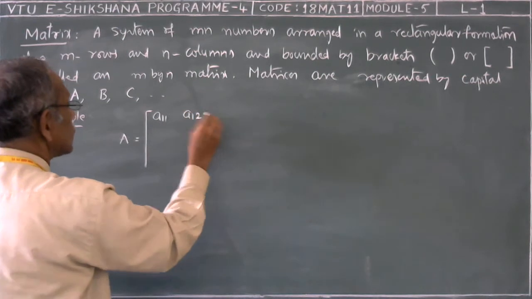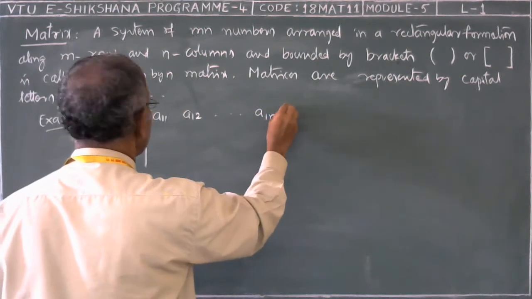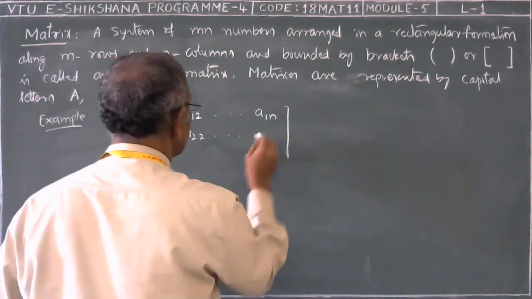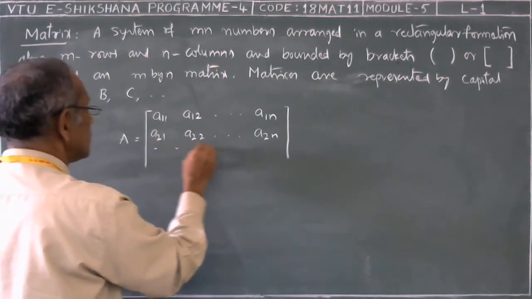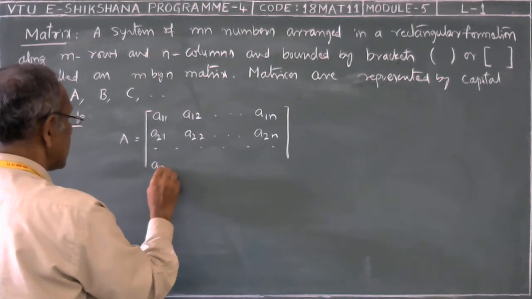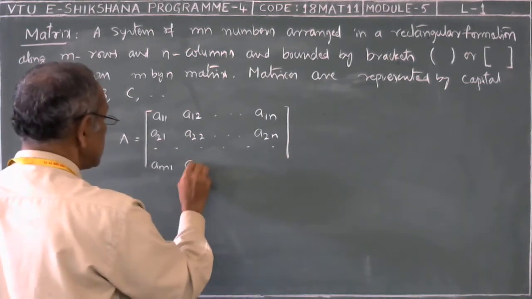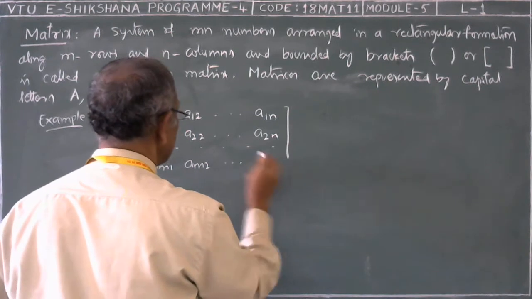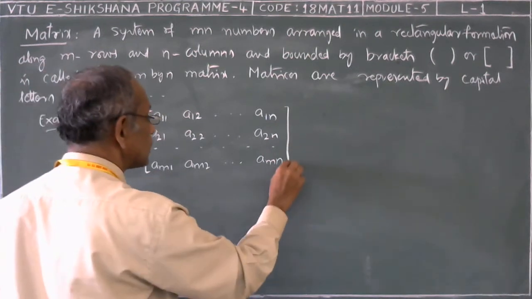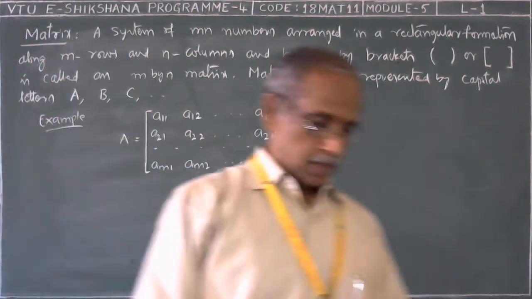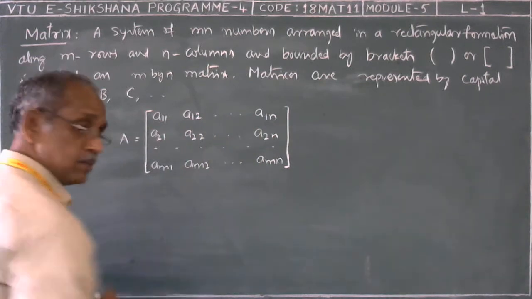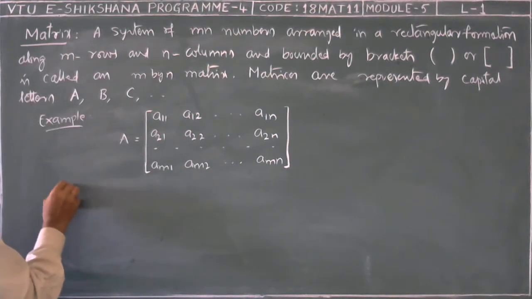A11, A12, A1n, A21, A22, A2n, and so on. Like we have A31, A41, etc. Lastly, let me consider Am1, Am2, up to Amn, enclosed between square brackets. So A has m rows and n columns. So A is a matrix of order m by n.